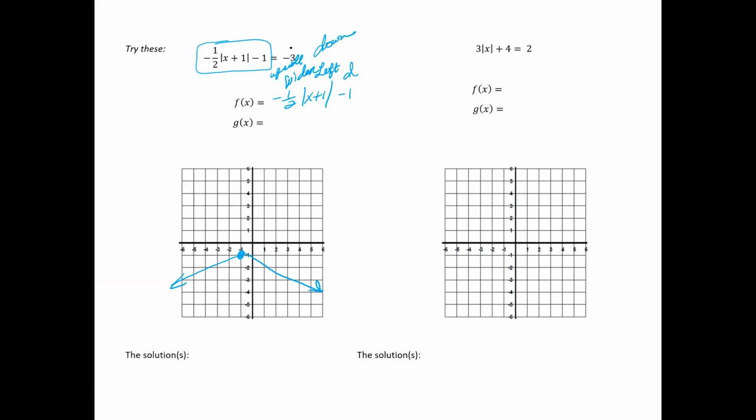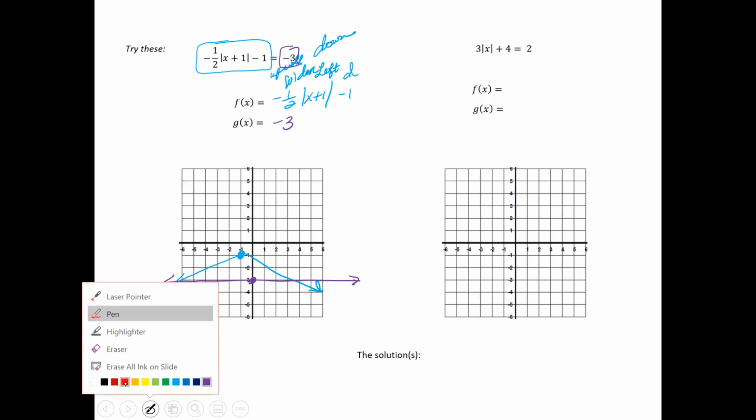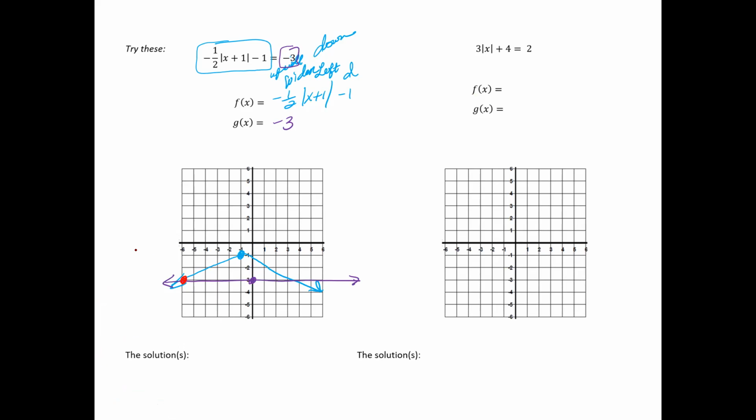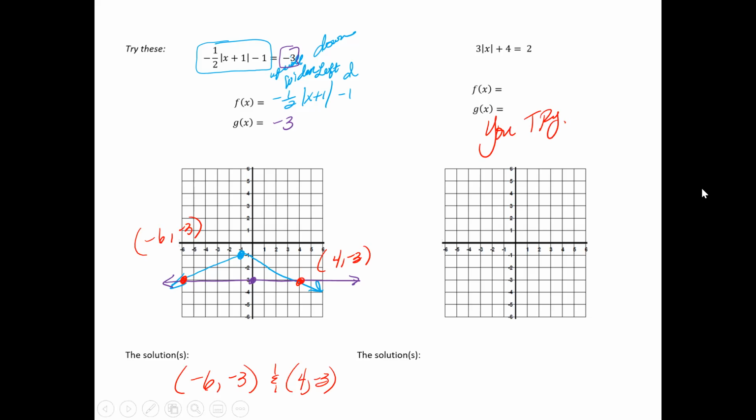Then you're going to take a look at the right side right here, which is negative 3, 1, 2, 3. Draw your straight line. Your point of intersection is where the two graphs hit. The first one is negative 6, negative 3. The second one looks like it's at 4, negative 3. Answer is negative 6, negative 3, and 4, negative 3. Now that I did this one on the left, I'm going to have you guys try the one on the right.